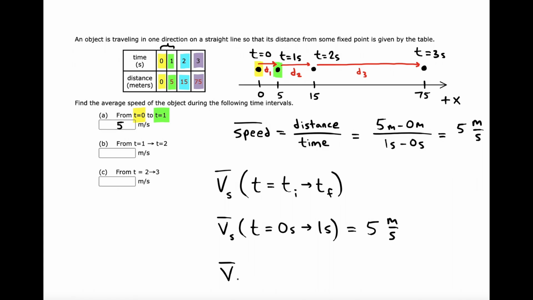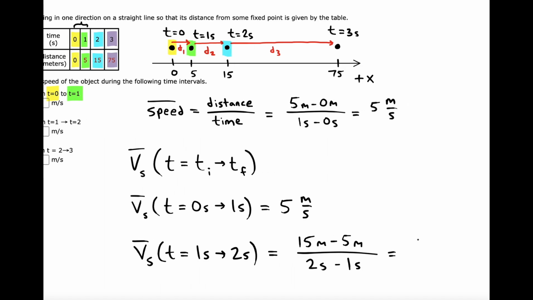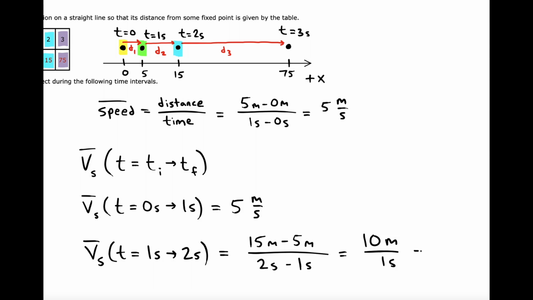Our next interval is going to be for the 1 second to 2 second time frame. That's going to be from the green to the blue. So we need to know the d2 of how far it had gone. That's 15 meters minus 5 meters. And we need to know how long it took, so 2 seconds minus 1 second. I get 10 meters over 1 second, so it's 10 meters per second.